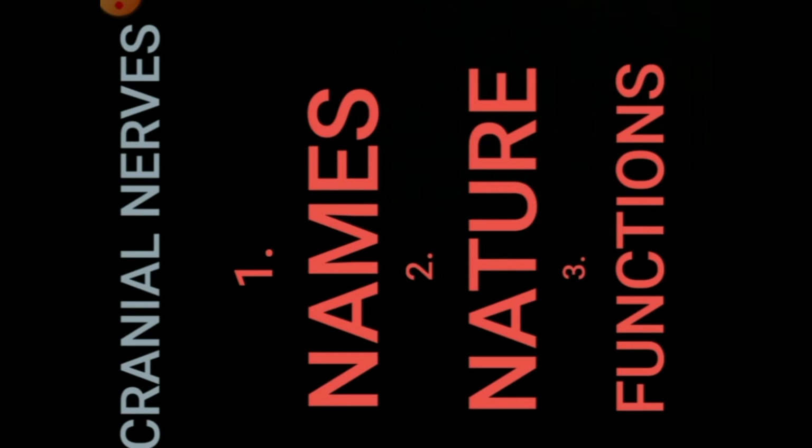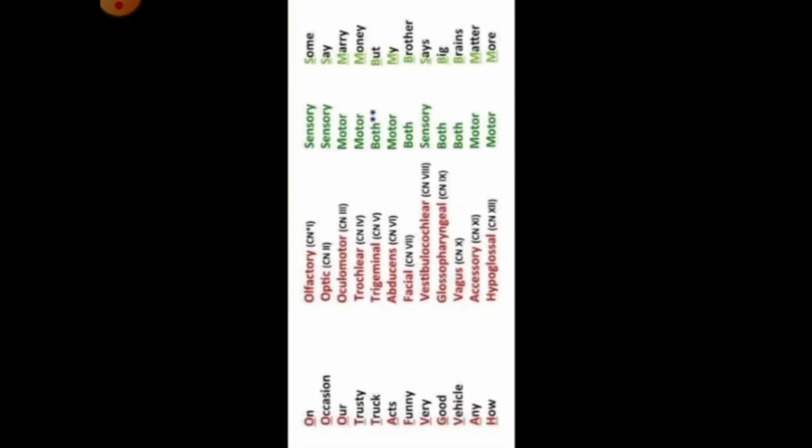In this tutorial we will discuss three things related to the cranial nerves. The very first one is the names of the cranial nerves, then their nature, whether they are sensory, motor or mixed in nature, and the functions of these nerves. So going to the first one, and that is the mnemonics used for the cranial nerves.